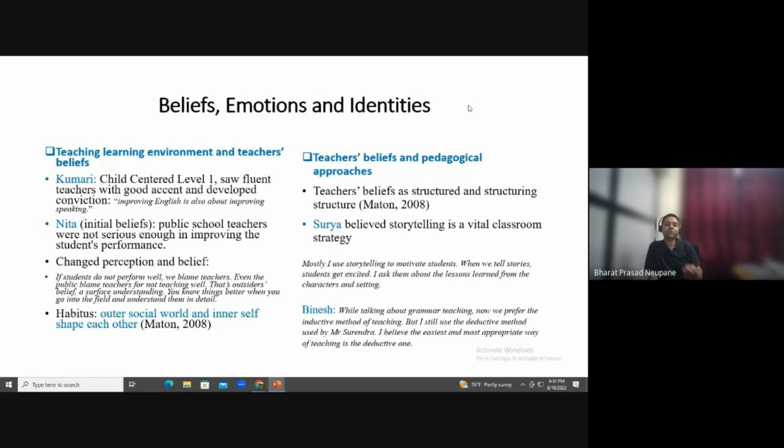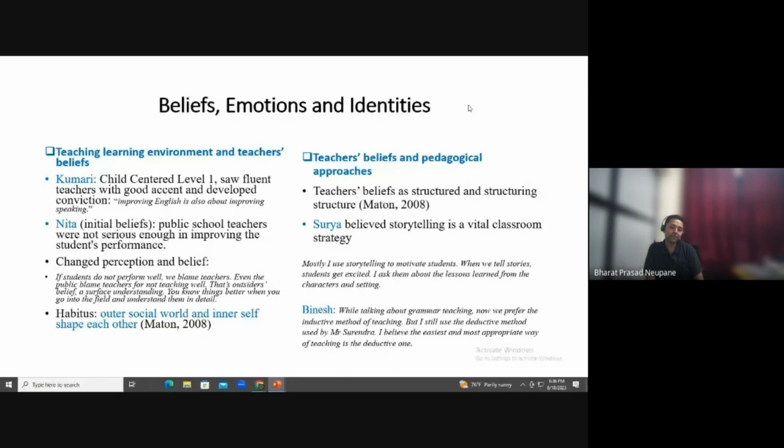Teachers' belief as a structured and structuring structure influences their pedagogical approaches. Surya shared that he believed storytelling is a vital classroom strategy, and his beliefs were set by the environment where he was learning. And because of that kind of belief, he started using storytelling as a strategy to motivate students. He noted, mostly I use storytelling to motivate students. When we tell stories, students get excited. I ask them about the lessons learned from the characters and setting. He started sharing the stories of Malala and Bill Gates and different successful people that motivate and encourage students to learn, right? So he has started using storytelling as an important classroom teaching learning strategy.